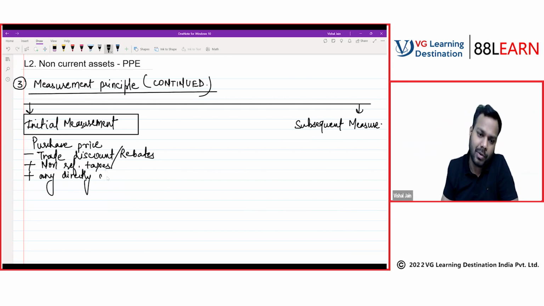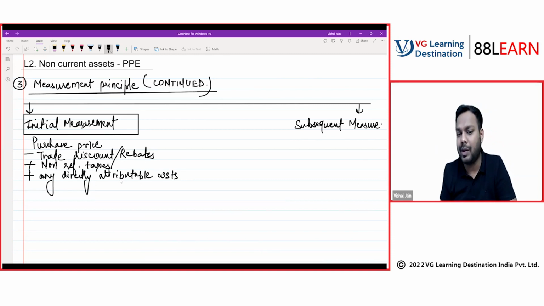Any directly attributable costs incurred to bring the asset to the location or condition intended by management, right? I don't need to write fully here. Okay. Is that clear, everyone? The initial measurement. Is it clear, everyone?